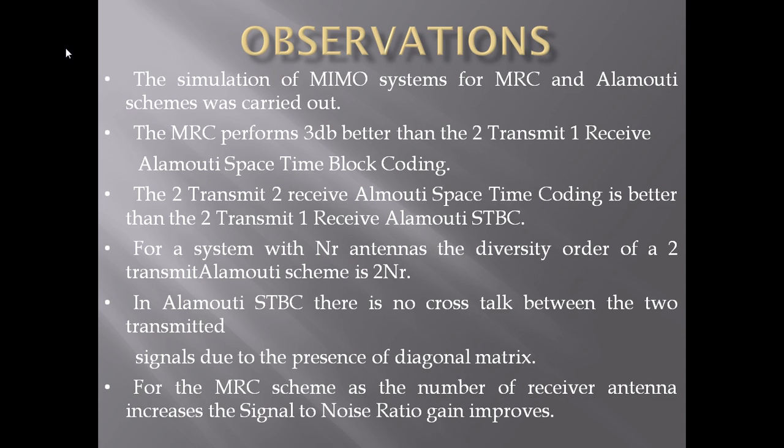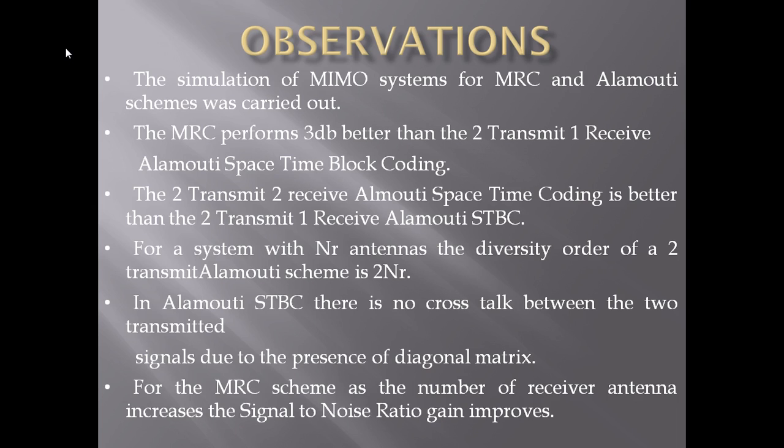The observations that could be made through the simulations were: the MRC performs 3 dB better than the 2 transmit 1 receive Alamouti space-time block coding. The 2 transmit 2 receive Alamouti space-time coding is better than the 2 transmit 1 receive Alamouti STBC. For a system with NR receive antennas, the diversity order of the 2 transmit Alamouti scheme is 2NR.